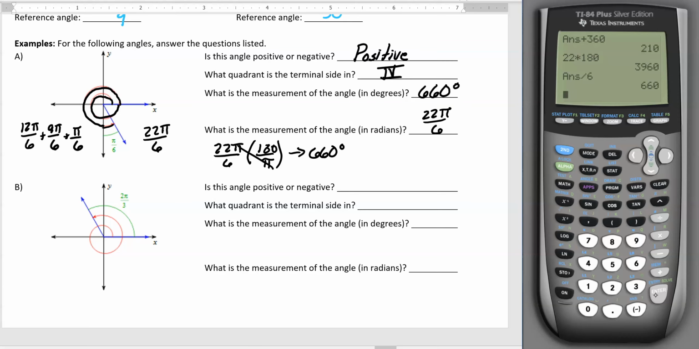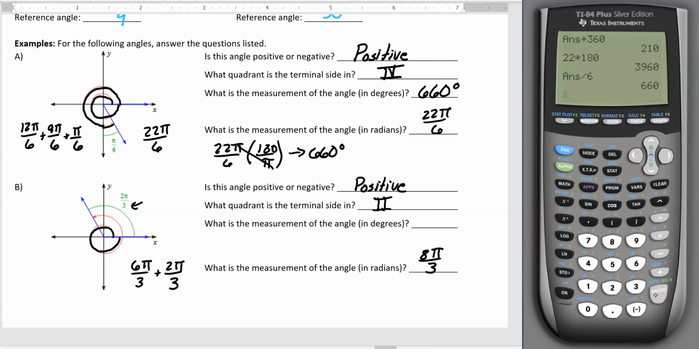So let's do another. Let's do B here. Is this angle positive or negative? Well, we are going in a positive direction here, so we know it's positive. What quadrant is the terminal side in? The terminal side is in the 2nd quadrant. Okay. What's the measurement in degrees? You know what? They give it to us in radians, so let's figure that out. So first I would have 2 pi, which I see my denominator is 3. So I'm going to say this is 6 pi over 3, and then it goes 2 pi over 3 more. So that means we're dealing with 8 pi over 3.